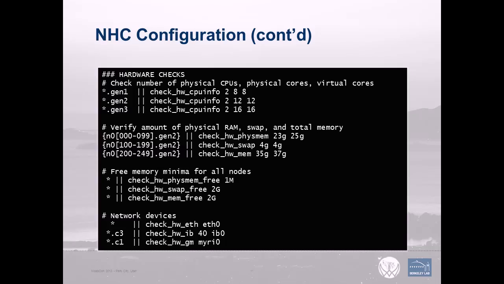Networks, we have Ethernet support. You can check for an interface. You can't yet check for IP address because there's not a good way that I know of to do that in only shell. InfiniBand, though, you can check for a device and the speed. And then for those of you still using Myrinet or Myrinet 10G, we have support for that as well.